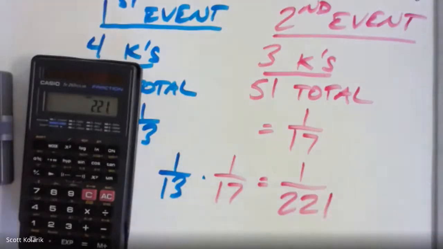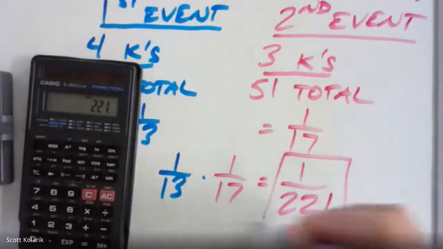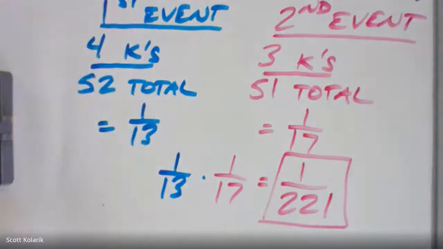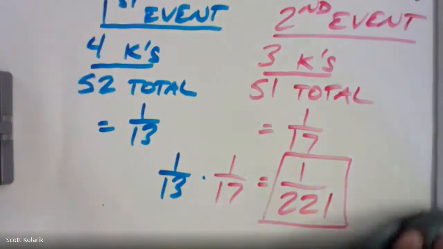There is a different probability because I did not replace a card. But this is my ultimate probability for selecting 2 kings without replacement. In other words, I am keeping each card as I pick it. And that is problem number 17 about dependent events. All right, let's move on.